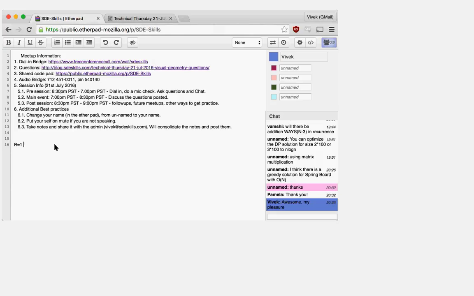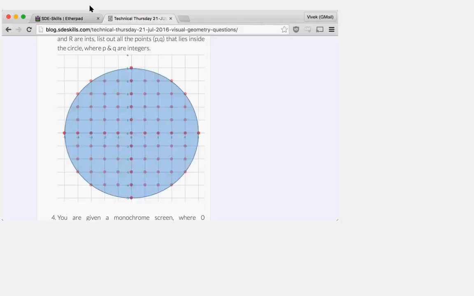So if r equals 1, the answer is 5 points. If r equals 2, what is it? Yes, it's coming to 13. R equals 2 would be these 5, and on top of that the 4 diagonals, the 4 corners. That will be 5 plus 4, 9, and 9 plus 4 is 13. Right.